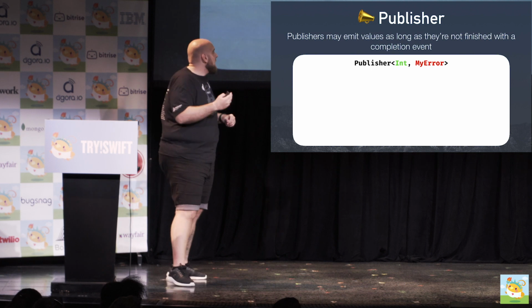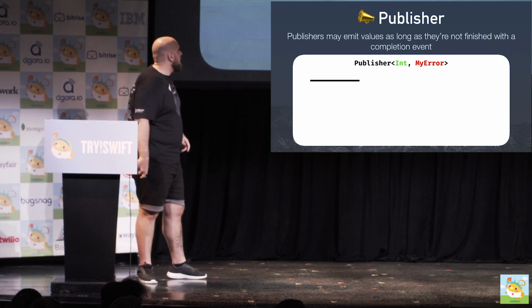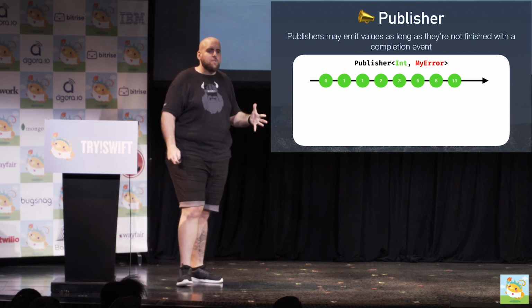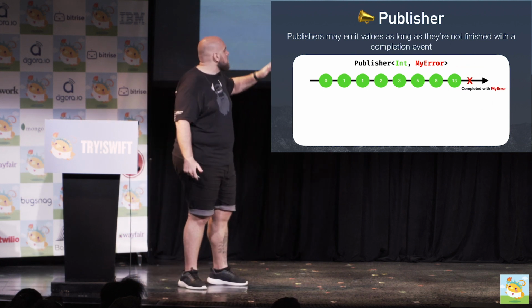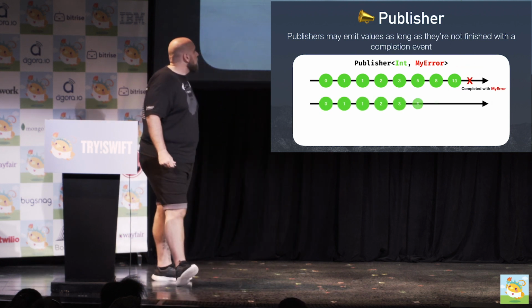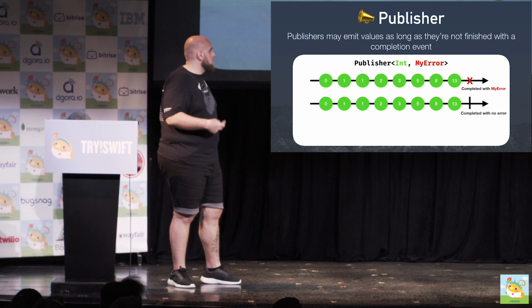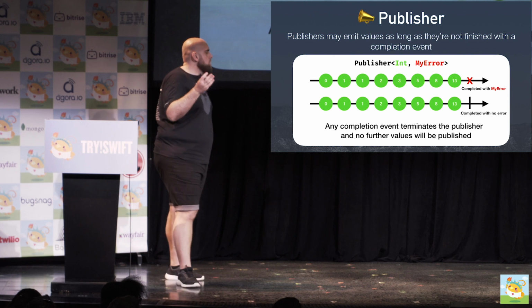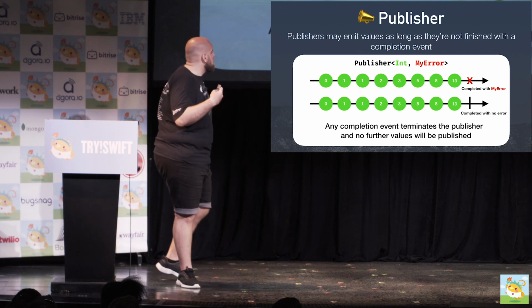Publishers may emit endlessly as many values as they have. They can just emit as many values as they have until there is some completion event. Once an error occurs, or once a regular completion event occurs, there will never be more values emitted from that publisher, which is a really strong guarantee that you should be aware of.